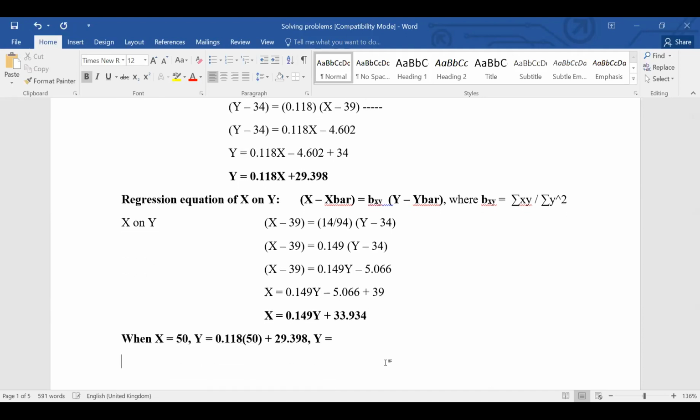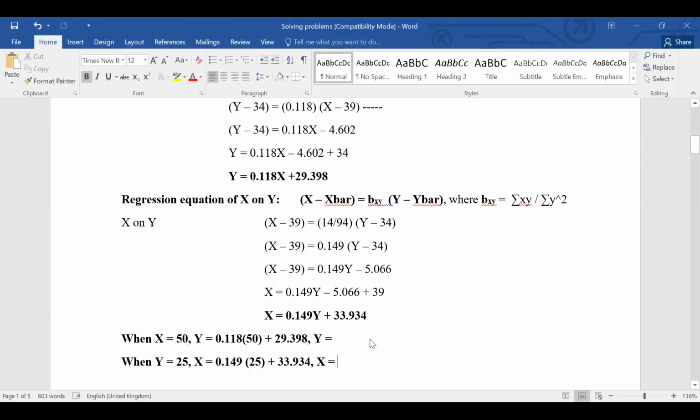You tell me. You people can find out and tell me. When y equal to 25, x equal to 0.149 into 25 plus 33.934. Therefore, what is x? You find out and tell me, guys. Did everyone work out this problem? Did you understand? Any doubts in the regression equation through regression coefficient?